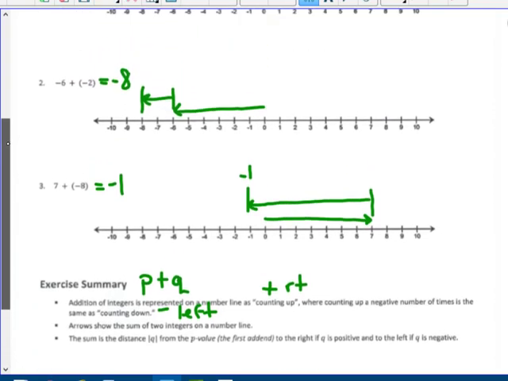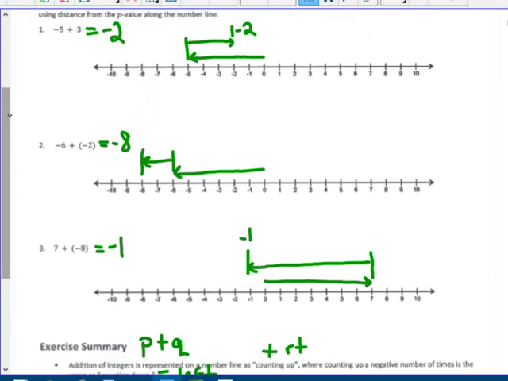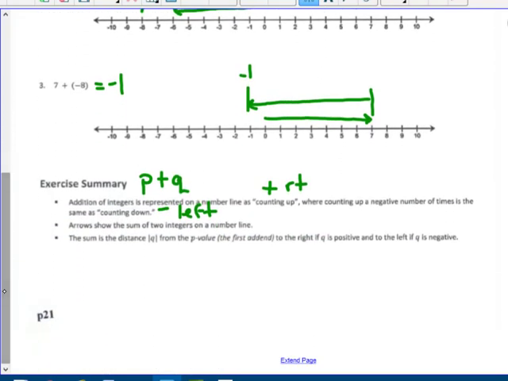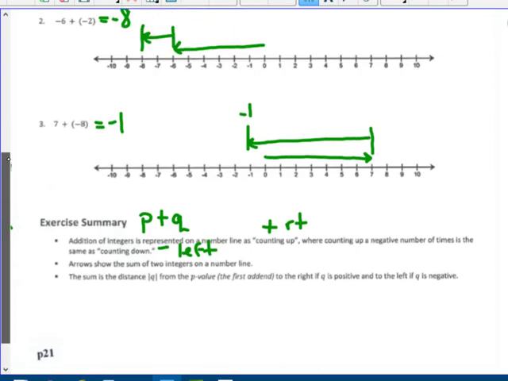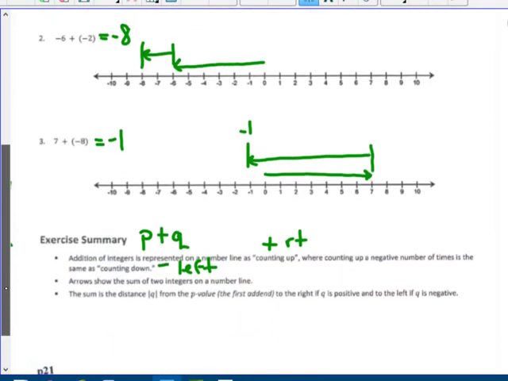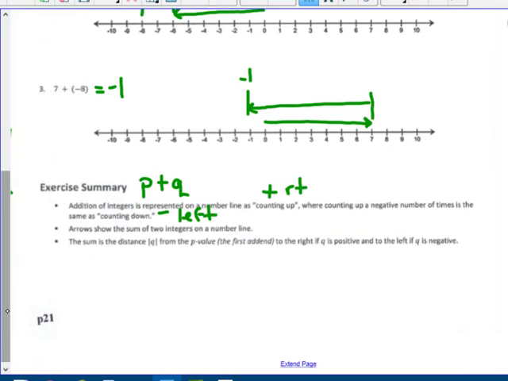So if it's positive, like we saw in the other examples on the first page, like 5 plus 3, I'm going to the right, and my sum is 8, which is right of that. But if I have 5 plus negative 3, or negative 5 plus 3, or negative 6 and negative 2, or 7 and negative 8, my sum is left because my Q was negative. That's what this is explaining here.